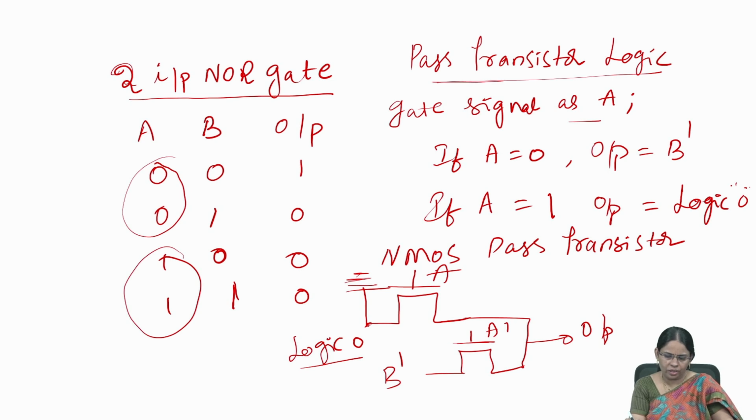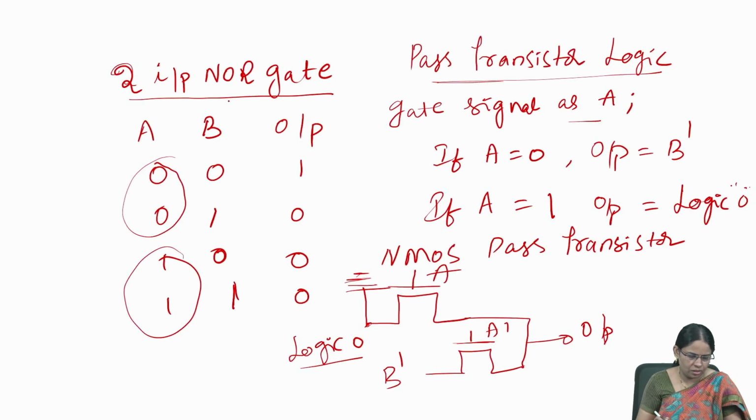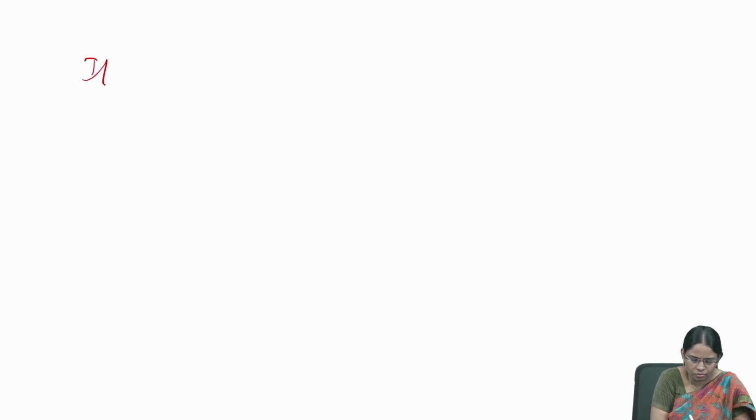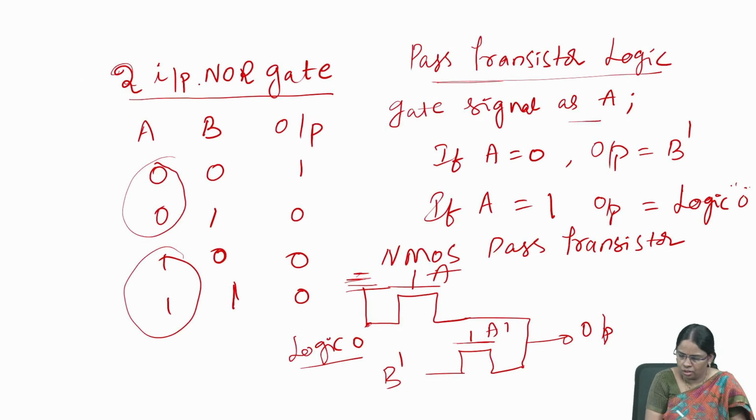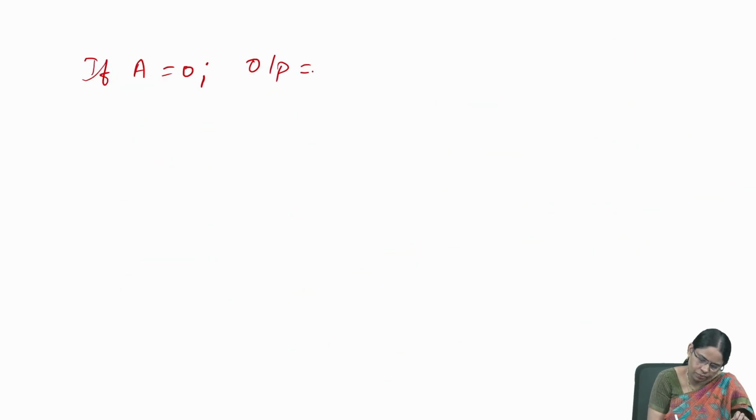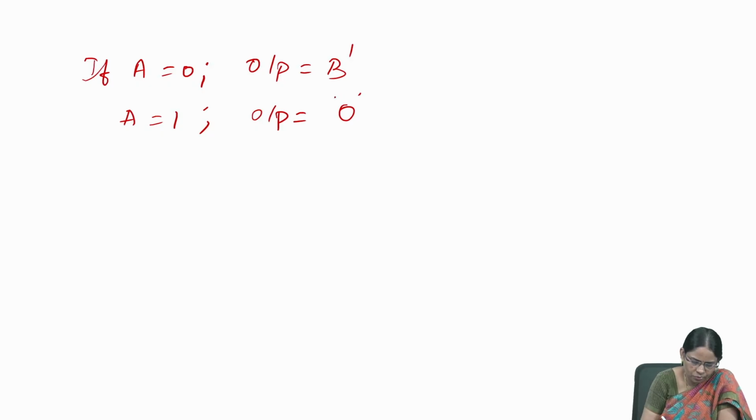Let us see how we can do it with the PMOS. In the previous case we took the conditions: if A equals 0, output is B dash; if A equals 1, output is 0. So how can you implement this with PMOS transistor logic? A equals 0 means our PMOS transistor will be on.